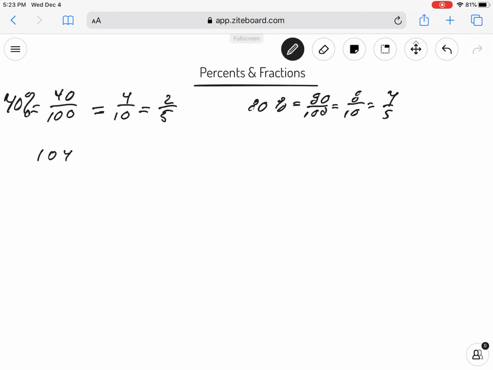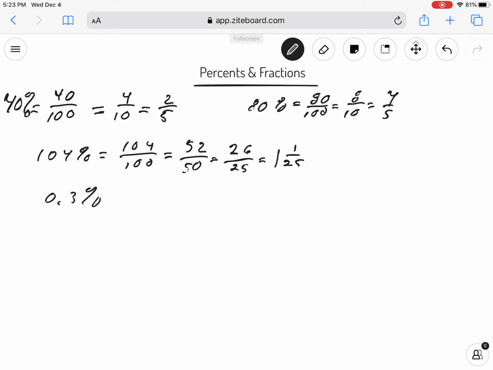Let's look at 104%. We do the same thing. It's 104 over 100. And I can divide those by 2. So that would be 52 over 50. Those are divisible by 2 also. So I have 26 over 25. And that is 1 1/25.